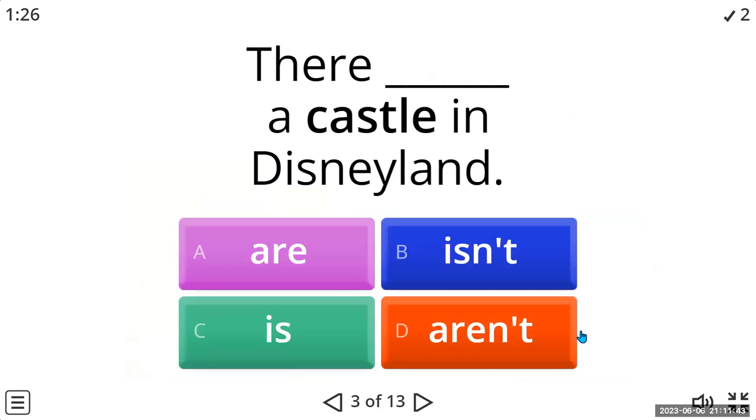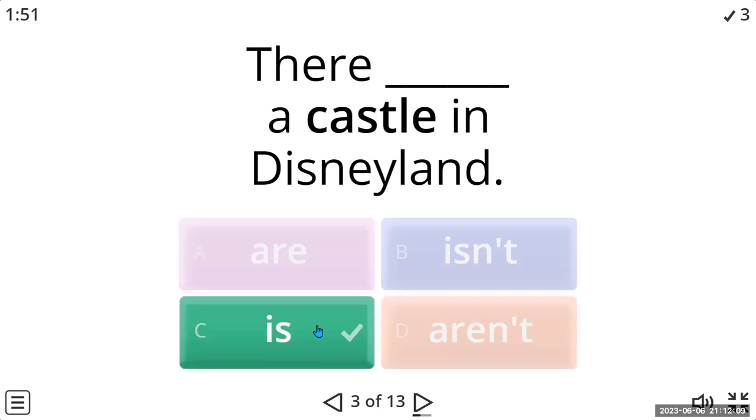Okay, what about this one? There a castle in Disneyland. A, B, C, or D. There is. Aquí está fácil porque ya tengo un determinante, entonces ese me dice que debo de usar there is. Right. Okay, next.